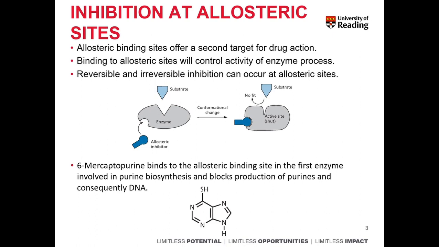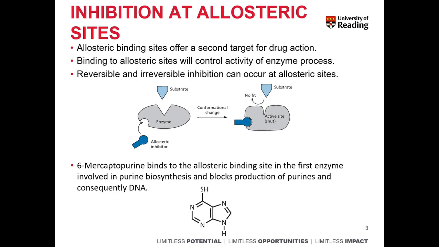But the 6-mercaptopurine binds to an allosteric site on this enzyme, so it doesn't compete directly with the substrate. It binds elsewhere and causes the enzyme to change its shape, and it's this that prevents the substrate from binding. As the substrate can't bind, you cannot produce the basic building blocks that you need for the production of purines, and because there are no purines available, DNA synthesis is then halted. This then prevents cell replication and eventually leads to cell death.